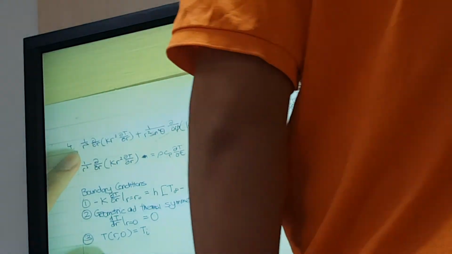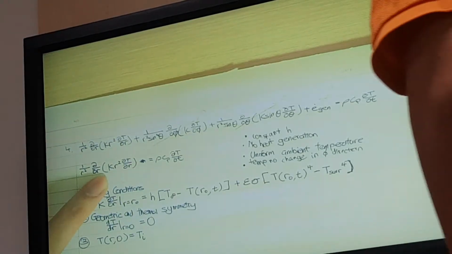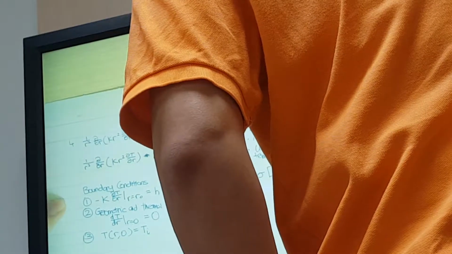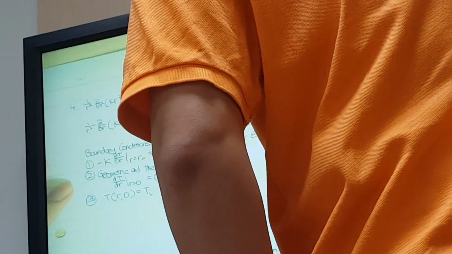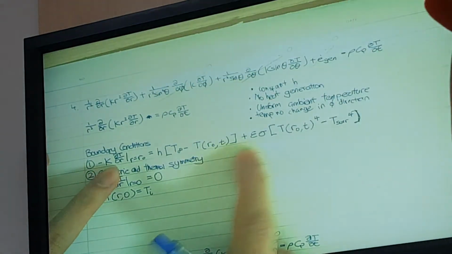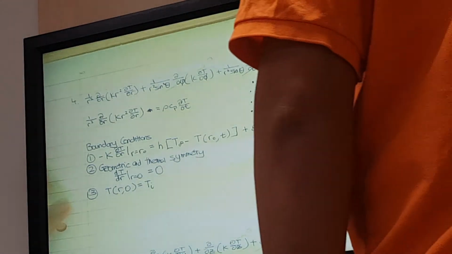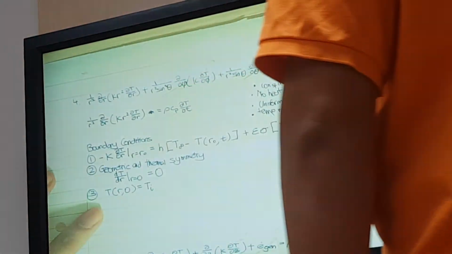So you start with the general equation, then you see that there's no temperature change along the circumference, so you are only left with this one. Then this one is to the power of 2, and this is to the power of 1. So you just need 3 boundary conditions. The first one is, the heat loss is equal to the convection plus the radiation. The second one is the geometric and thermal symmetry. And the third one is the initial condition.